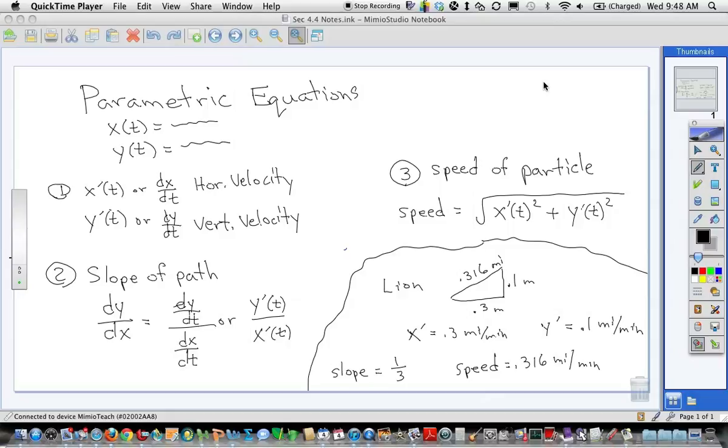Now, in your notes, these are some things that I want to focus on from yesterday. Okay, and I put it up on the side of the board here as well. But these are three ideas or so that really are going to be important when it comes to the parametric equations.